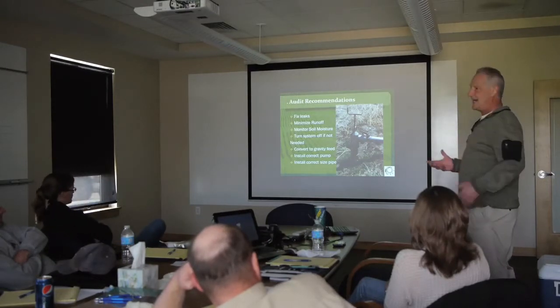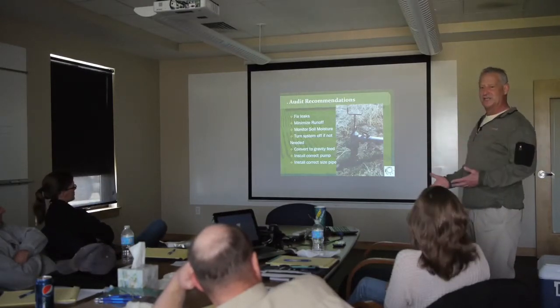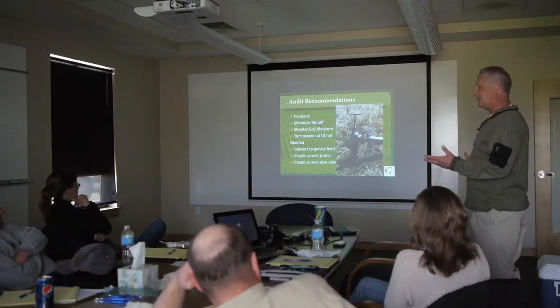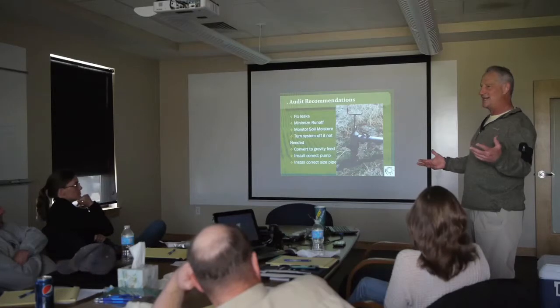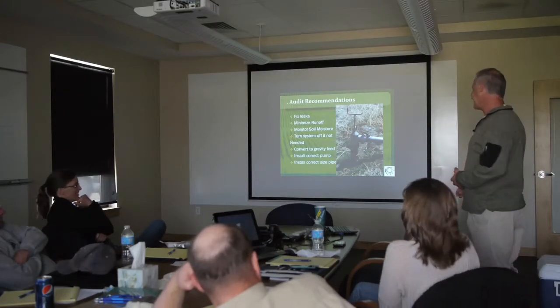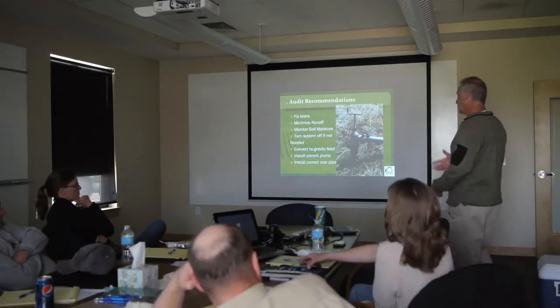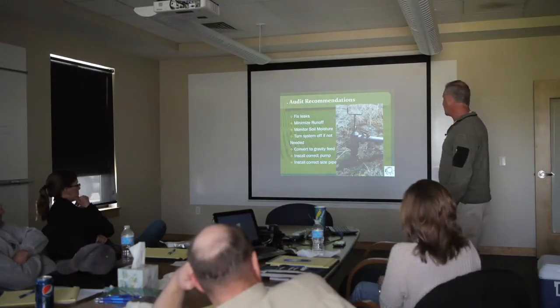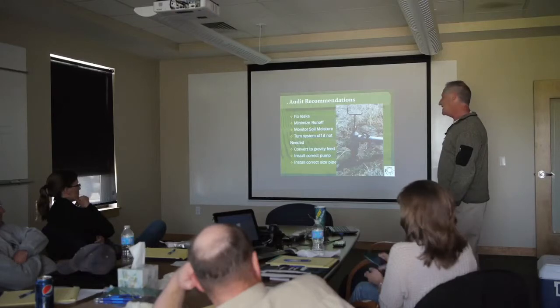Monitor soil moisture and use the data to shut your pivot off. Turn the system off. If it's rained for a week, shut the pivot off, for God's sakes. Convert to gravity feed. Yeah, that's a good one, if you can somehow do that.